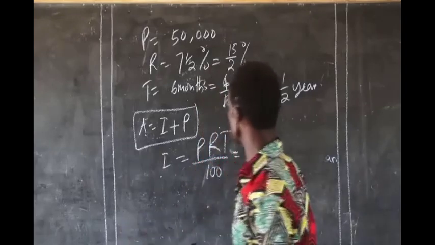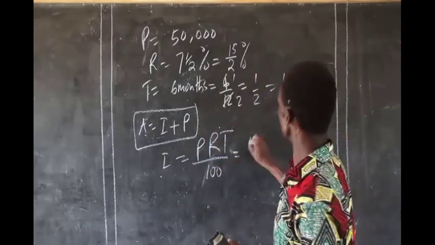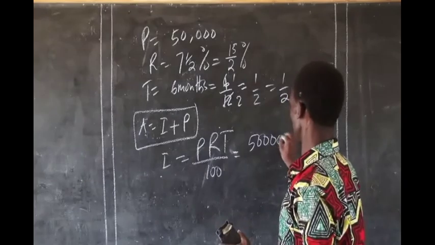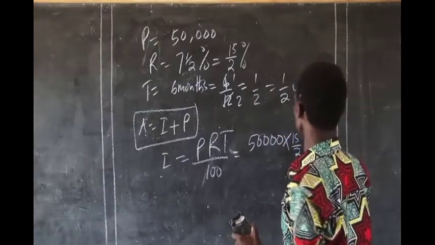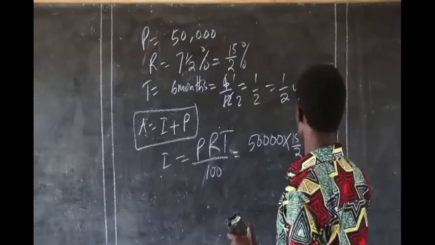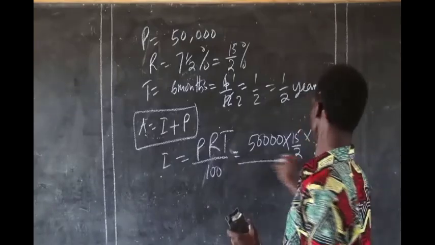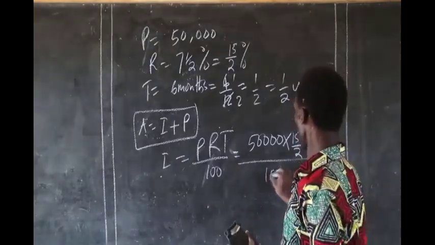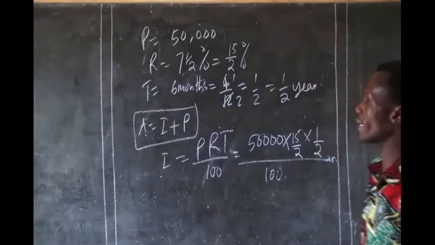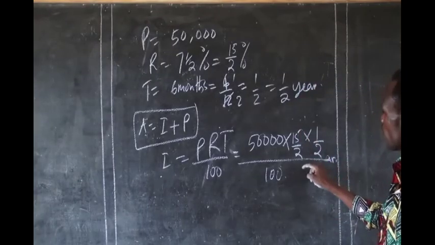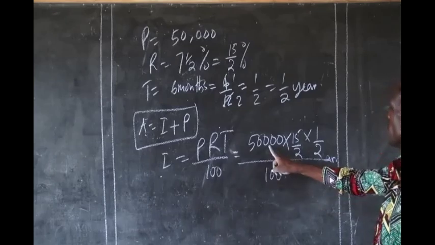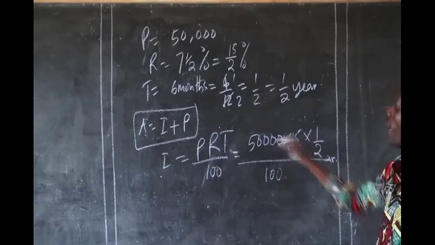So we take the principal, which is 50,000, times the rate, which is 15 over 2, times the time, which is 1 over 2, over 100. We are looking for the value of I. Now we can simplify and collect the like terms.